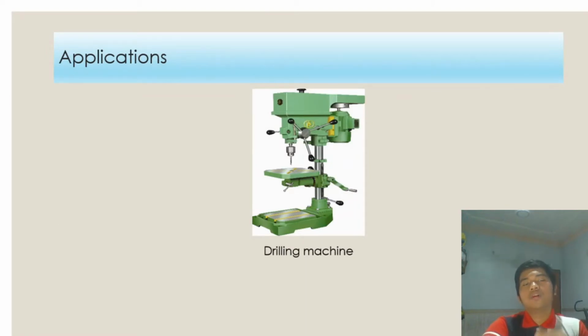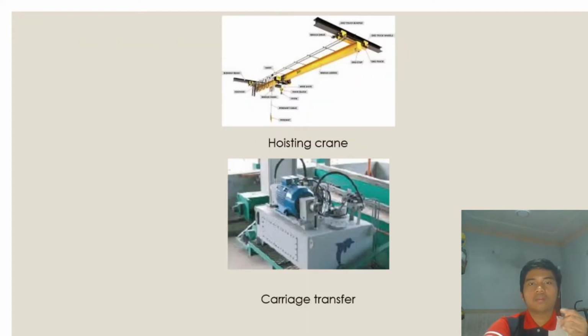These are some examples of applications of the forward reverse direct online motor starter in our life. First, the relay machine, which can do upward and downward movement. Second, the hoisting crane. It helps people to lift containers easily. Next, the carriage transfer. Carriage transfer is used in the oil pump industry.